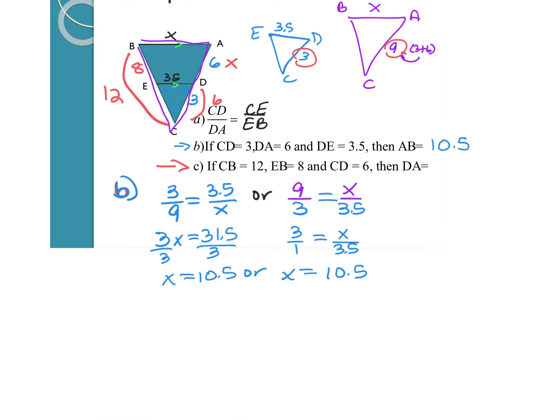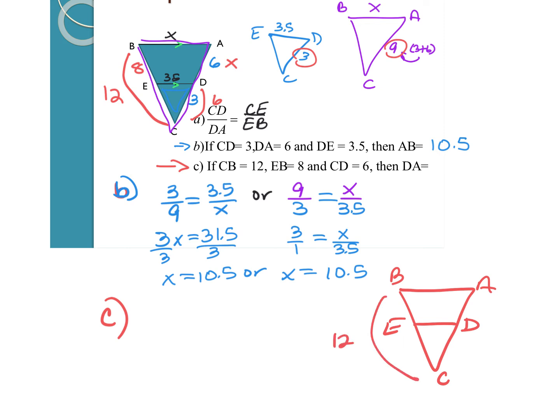So maybe let me just quickly redraw this, just so it's not so busy. So B, A, C, E, D. So again, the whole thing here was 12. This was 8. So I could also just do 12 minus 8 and see that CE here is 4. And then this was 6, and I didn't know this. So just by doing 12 minus 8, that gave me the length of EC.